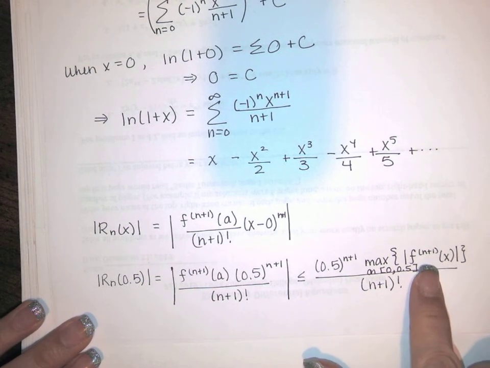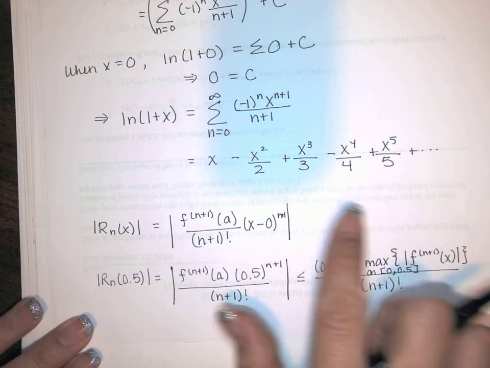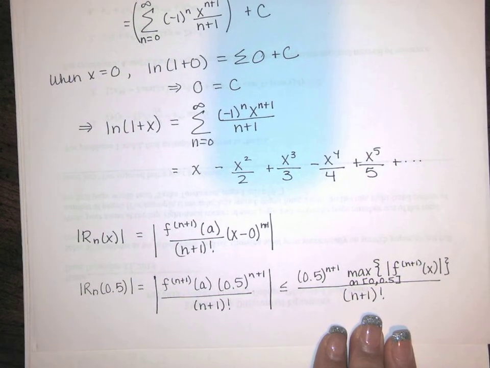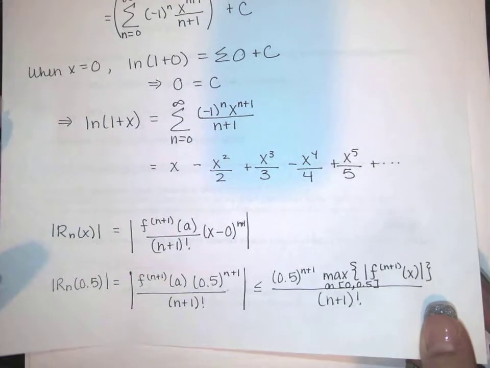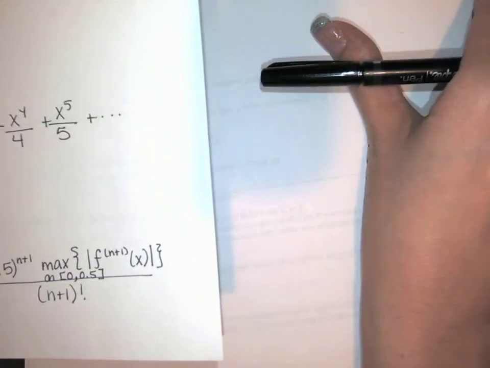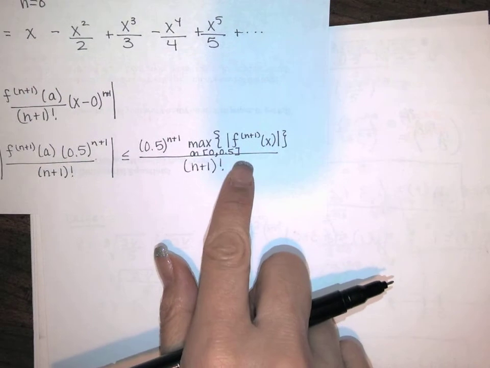So we need to find the n plus 1th derivative of this. We need to find a pattern for the nth derivative. Okay, well that's easy enough. We know how to find patterns for nth derivatives. We do that often whenever we're working with Maclaurin series. So let's find a pattern for that derivative here.